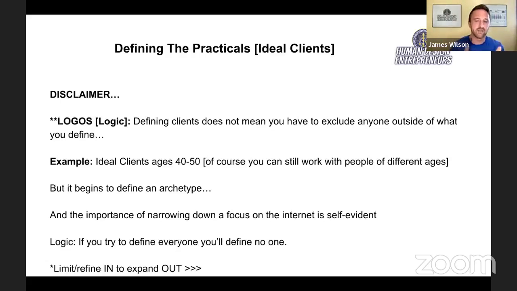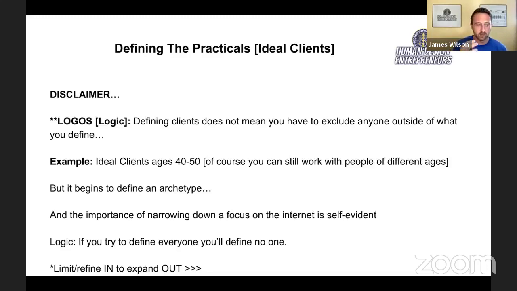The term avatar is used often in business. I don't like that. I'm not particularly sure why, but I like the term archetype a little bit. What's the archetype of your client? You've probably heard that if you try to speak to everyone, like if you just go live on your Facebook profile and go public, you're not really speaking to anyone. If you say I'm just going to speak to all of Facebook, it's got to be specific.